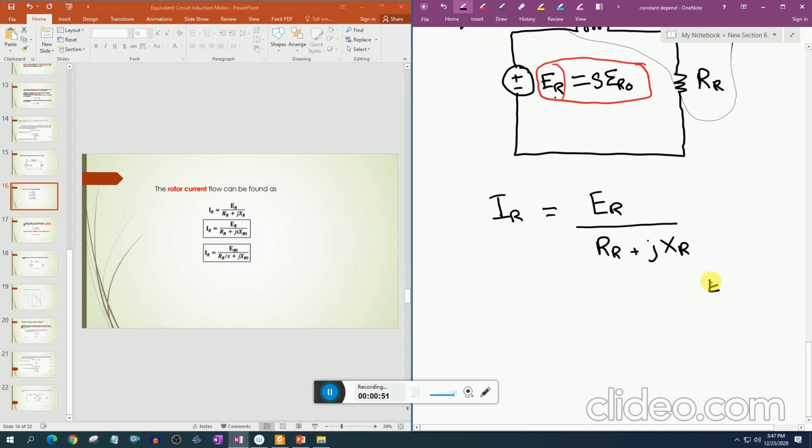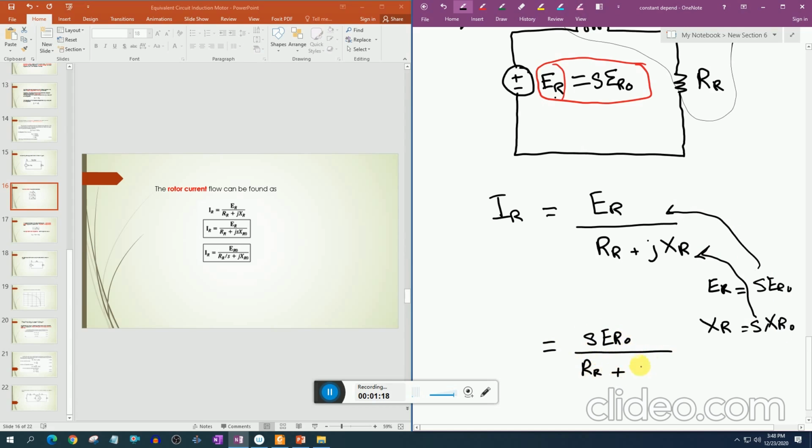E_R is equal to S E_R0 and X_R is equal to S X_R0. Putting these values here, it is equal to S E_R0 divided by R_R plus jS X_R0. This is I_R.